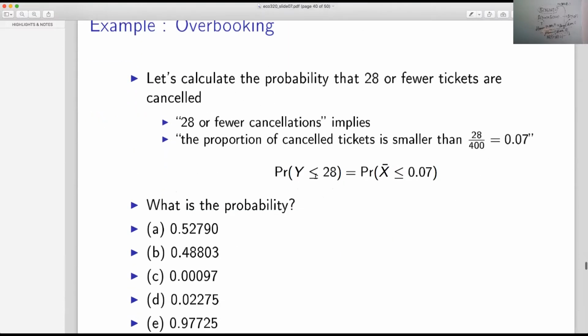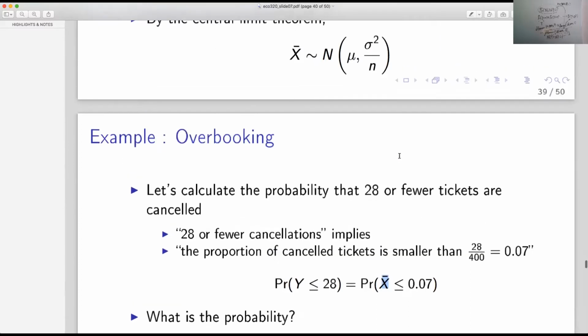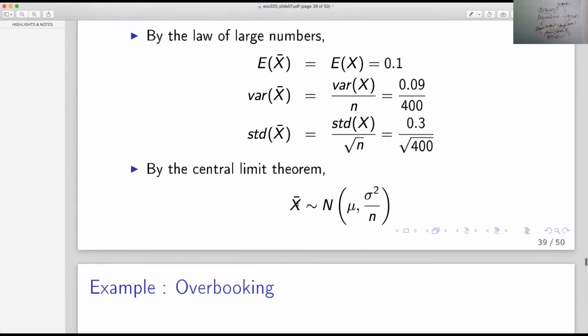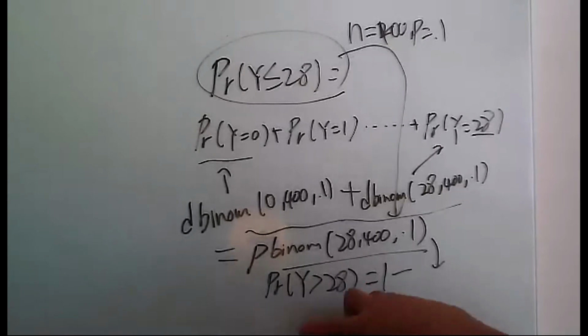So we know this is the probability that y is less than or equal to something, which is the probability that x bar is less than or equal to 0.07. How do we get this one? Because the proportion of canceled tickets smaller than this equals this. So 28 over 400 equals 0.07. So we are getting x bar as a proportion. This is the property, so you are subtracting x bar minus the mean. What you need to do after that is as follows.